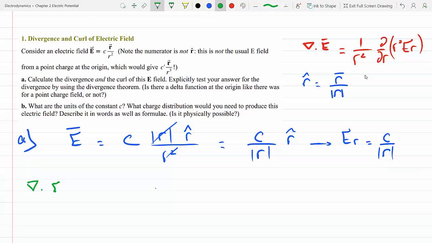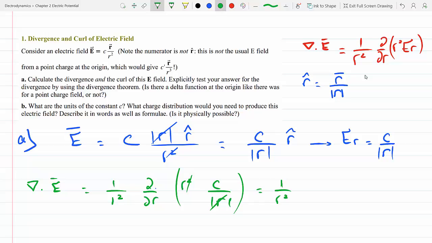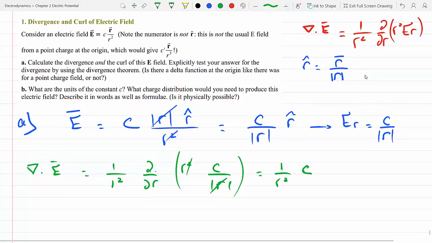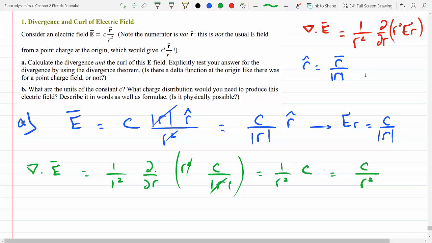And so the divergence becomes 1 over r squared d over dr of r squared times c over the magnitude of r, and one r here cancels out, and we get 1 over r squared times the derivative of cr, which is just c, so then we get c over r squared, right? So this would be the answer.